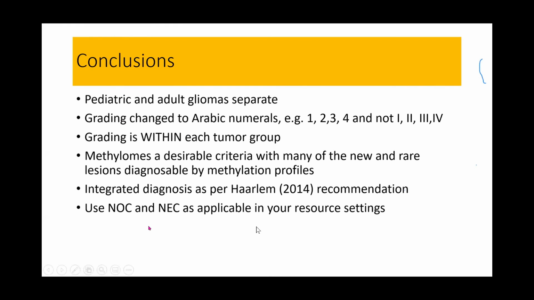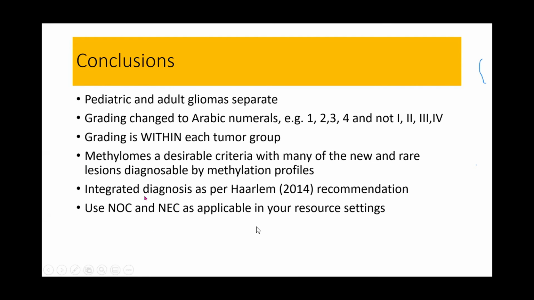In order to really make this WHO 2021 useful, ideally what we would need is methylation profiles of all of these tumors. And as we know, this is something which is a limitation in our setting, but it would be desirable. And hopefully in the coming years, it would be available and accessible to most people. An integrated diagnosis is definitely recommended in the new classification, which was also there in the last classification, but this may be a challenge in our setting.